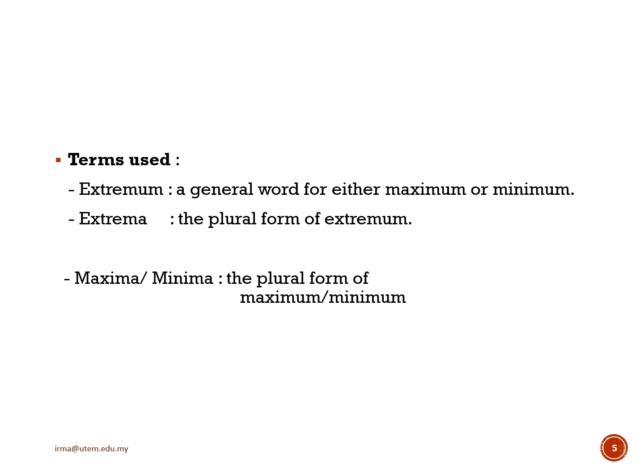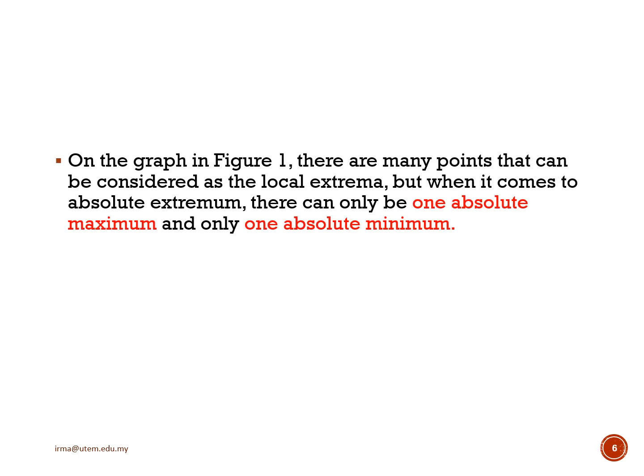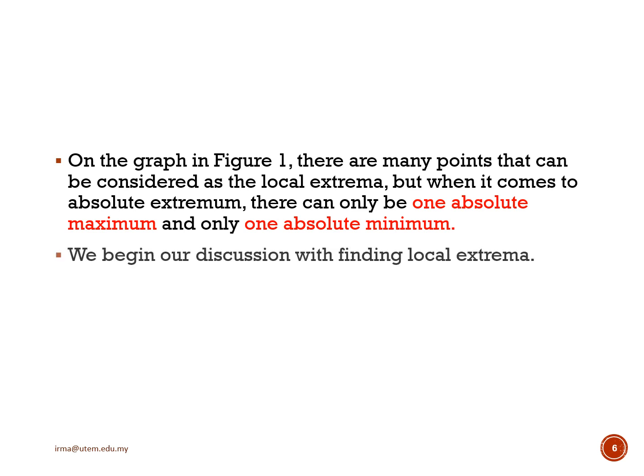The terms used in general: extremum is a general word for either maximum or minimum, and extrema is the plural form of extremum, just as maxima or minima is the plural form of maximum or minimum. On the graph in figure 1, there are many points that can be considered as local extrema. But when it comes to absolute extremum, there can only be one absolute maximum and only one absolute minimum.